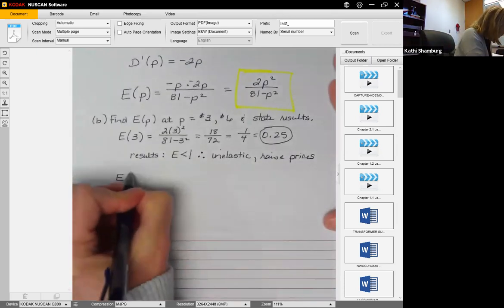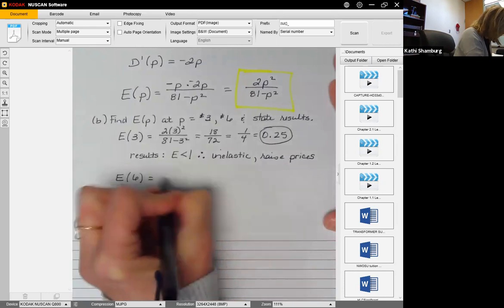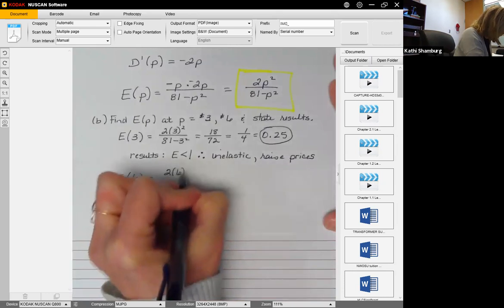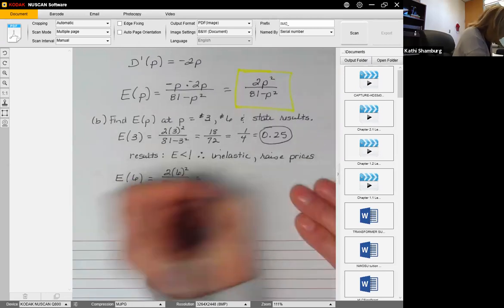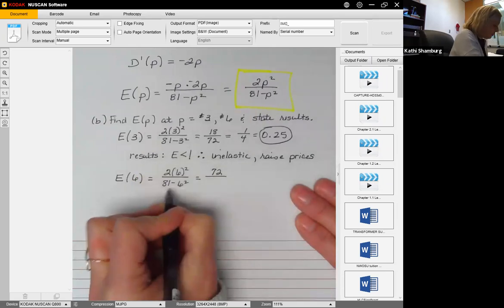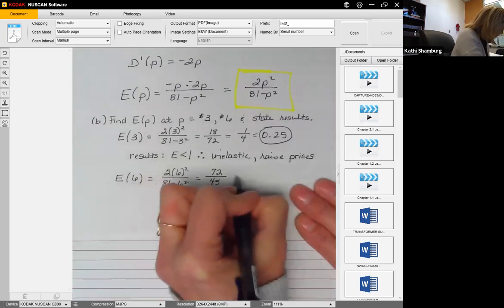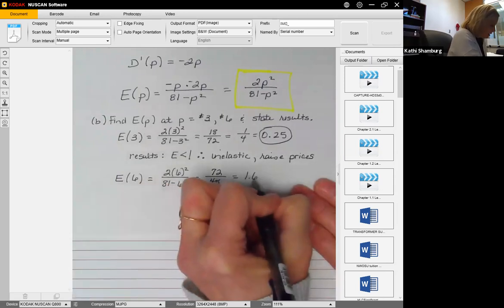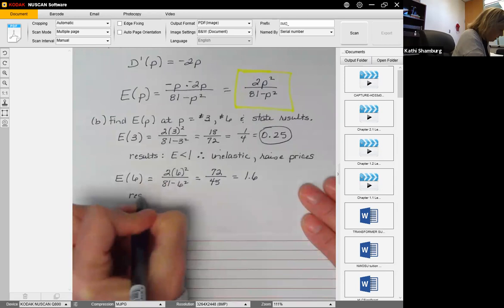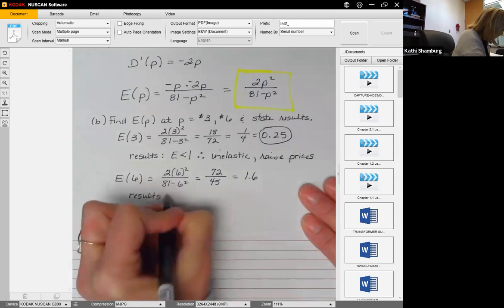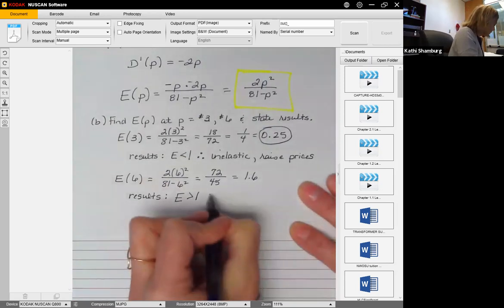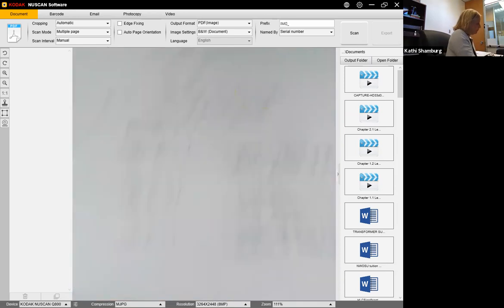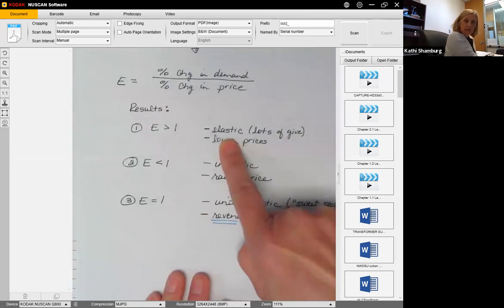All right, so if we do it at $6, it would be 2 times 6 squared over 81 minus 6 squared. So we'd have 36 times 2, which is 72, 81 minus 36, which is 45, and that gives us 1.6. All right, so your results here, well, my E is greater than 1. Therefore, greater than 1, it's elastic, which tells me to lower prices.